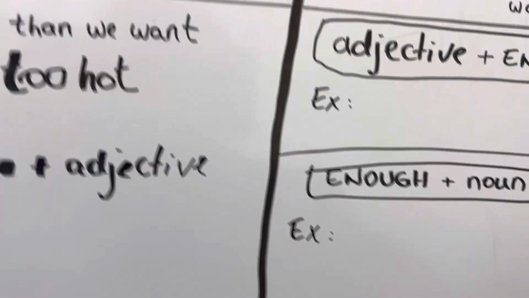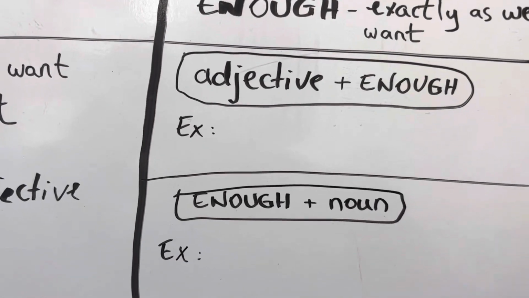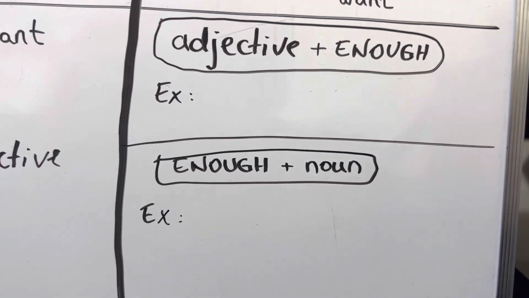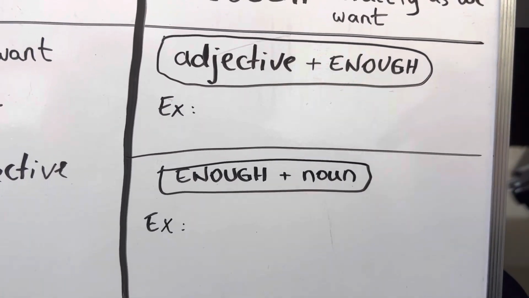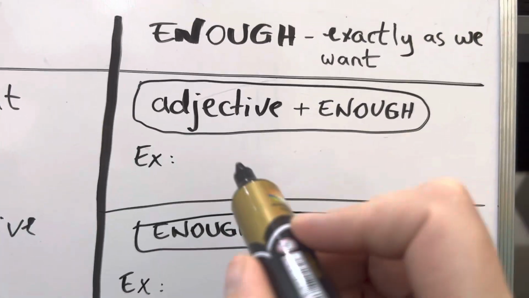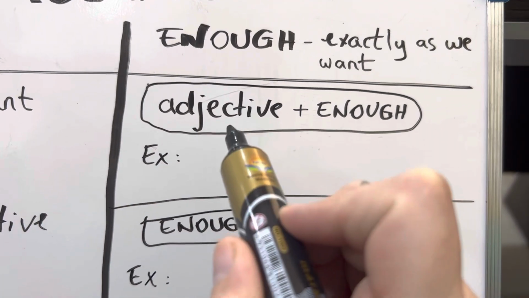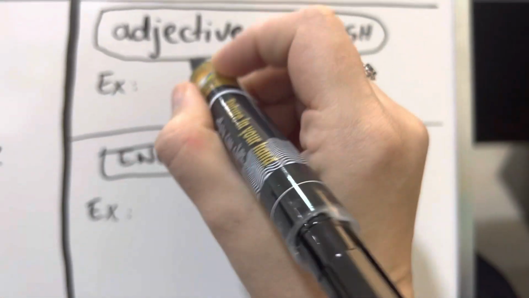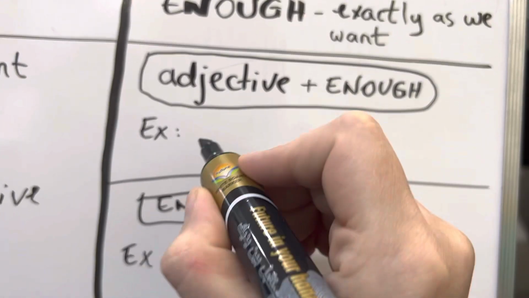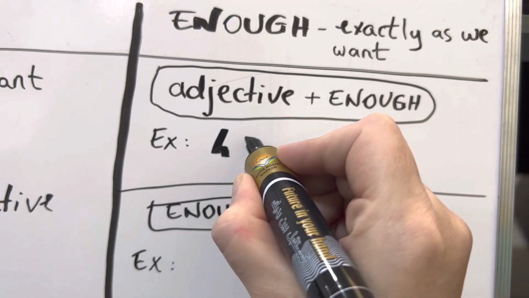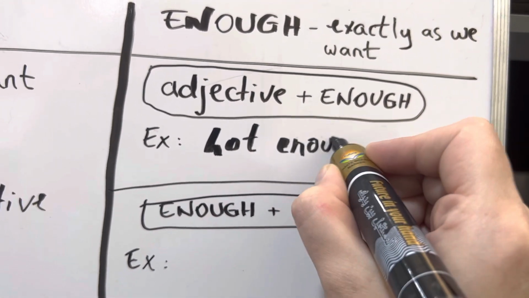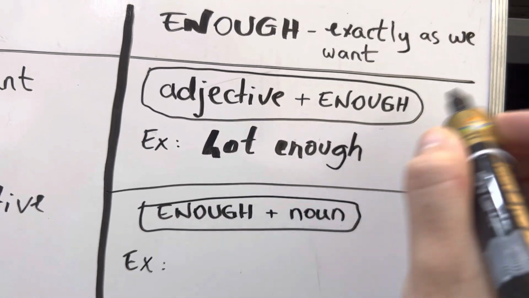What do we do if something is exactly as we like it or exactly as we want it? For example, it's not too hot, it's not too cold, it's exactly how we want it to be. We use enough in that case. So how do we do that? We start with the adjective, and then we put enough. So for example, we say hot enough. Okay, it's not too hot, it's hot enough.